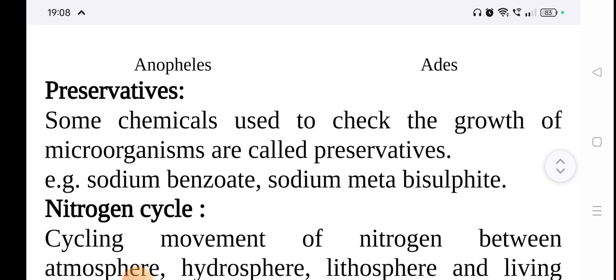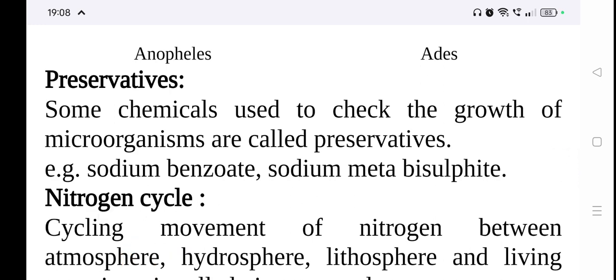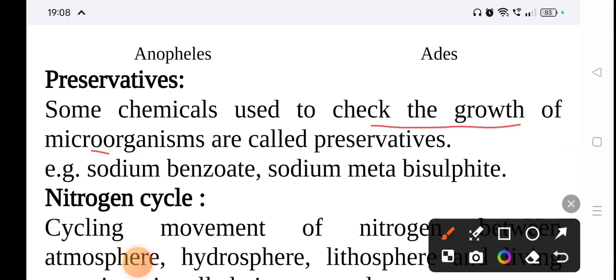Now preservatives. Some chemicals used to check the growth of microorganisms are called preservatives. Example, sodium benzoate and sodium metabisulfite. These are the chemicals known as the preservatives.